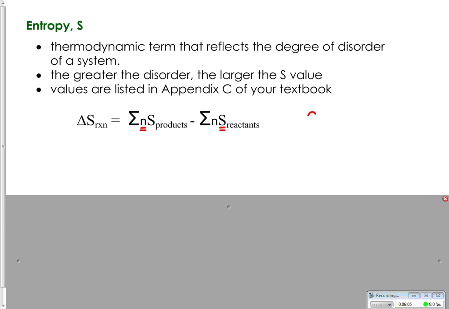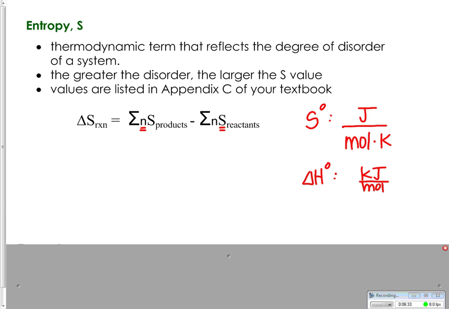Now, one thing I want to make sure you understand is that S has different units than delta H. The units of S are in joules per mole Kelvin. Delta H, you might remember, and these are standard values, so they occur at room temperature, was in kilojoules per mole. So it's just something to consider that the units are different.